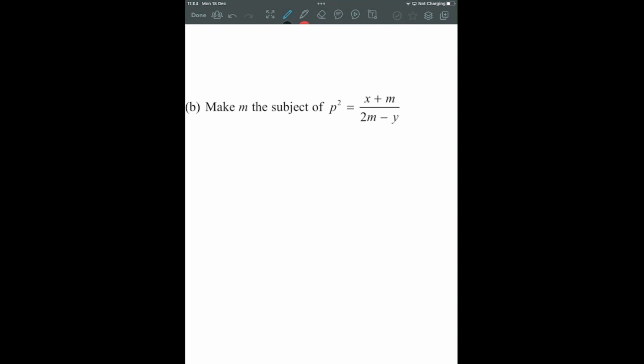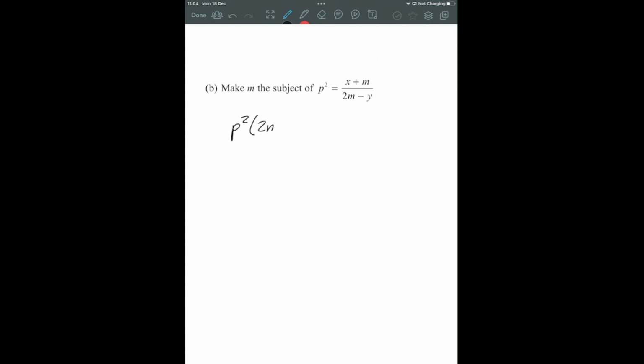Make m the subject of the formula. Well, this is the hardest possible version of this question. We've got m stuck inside of a fraction. Be careful not to fall into the traps of trying to multiply just by the 2m. That doesn't work. It's stuck in the denominator. You can't also just subtract m from the numerator. It's stuck in a fraction. We have to deal with that fraction first.